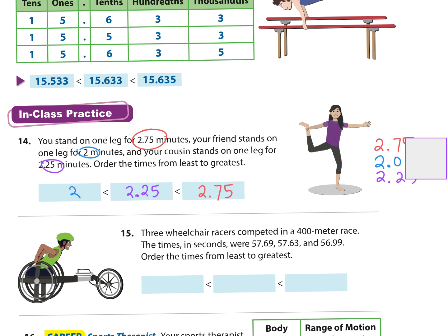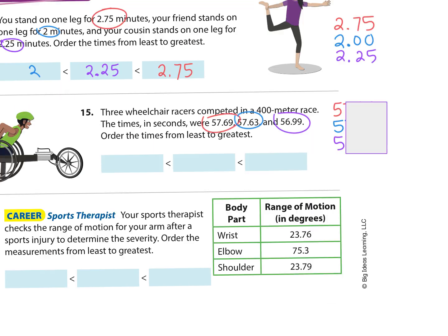Okay, number 15. 3 wheelchair racers competed in a 400-meter race. The times in seconds were 57 and 69 hundredths, 57 and 63 hundredths, and 56 and 99 hundredths. Y'all try this one with your group. So stack them all, write those numbers off to the side, stack them up, and order them. So y'all talk about it.